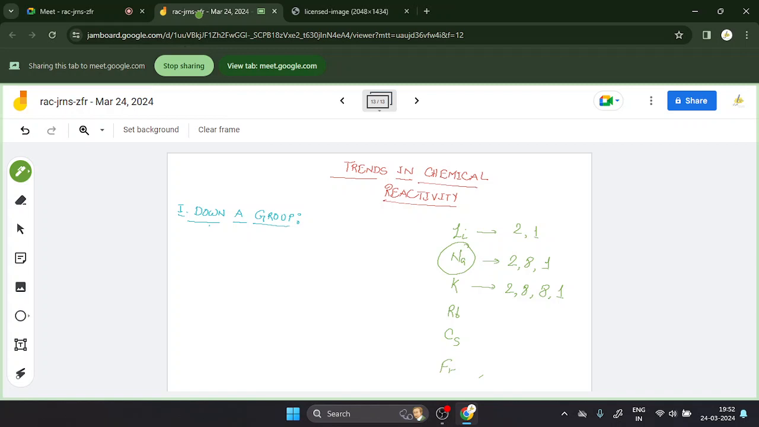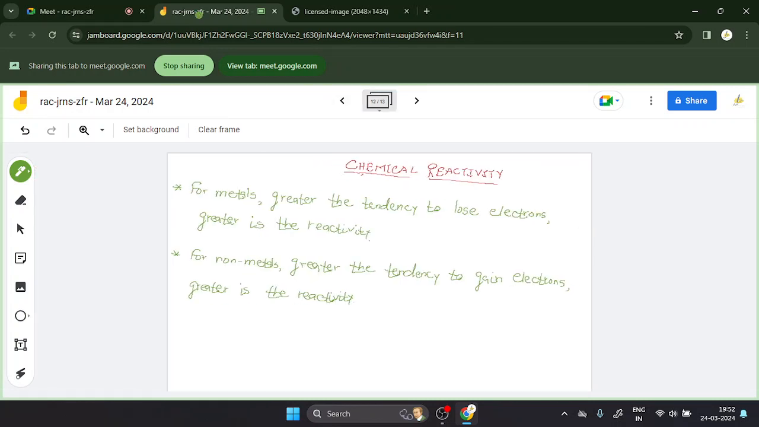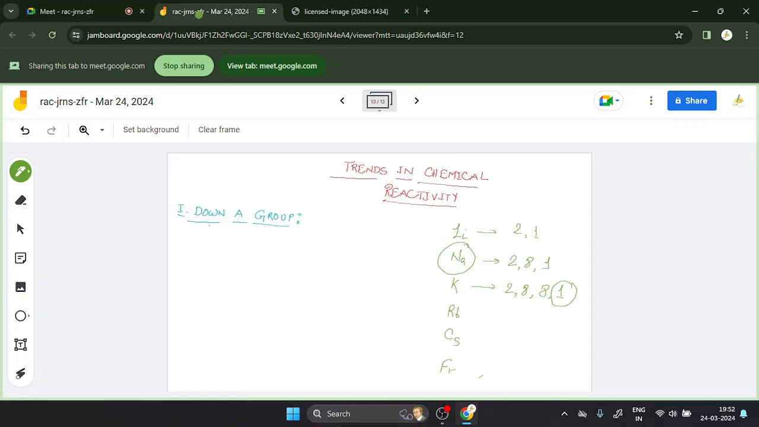This means that it is easier to remove the outermost electron because the nuclear pull will be very low, and whenever the electrons can easily be removed, the metallic character will increase. Therefore when the electron is easily removed, the metal is more active. See, for metals, greater the tendency to lose electrons, greater is the reactivity. For potassium and rubidium as well, the tendency to lose the electron will be greater. Therefore chemical reactivity down the group for metals will be larger.